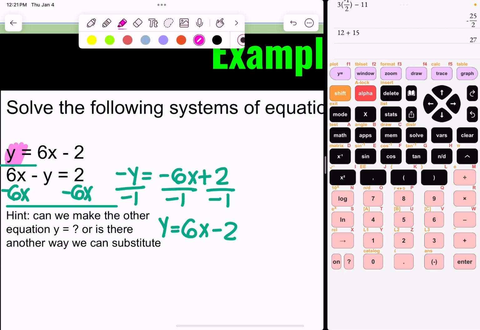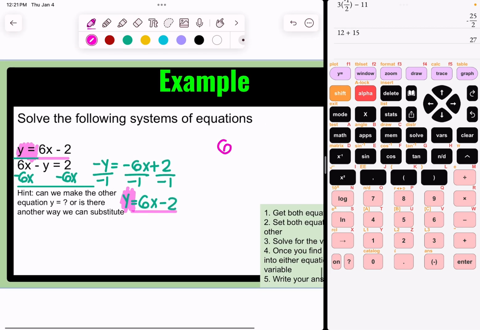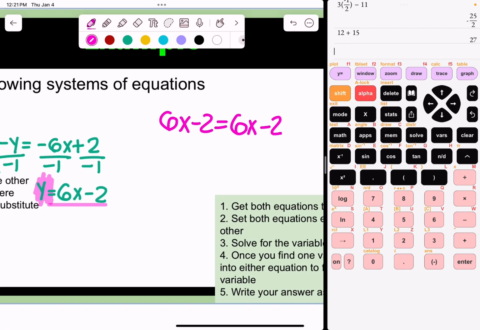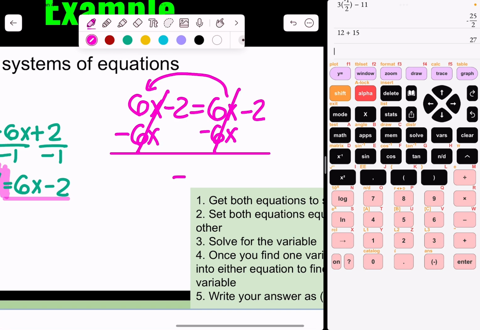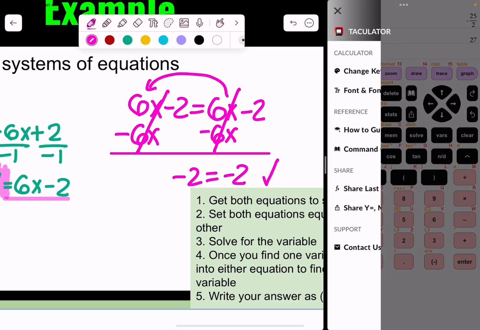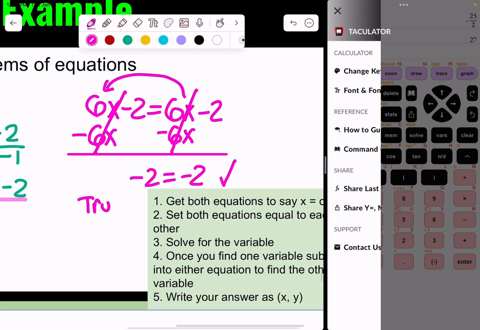So we got this equation to say y equals this, and we got this equation to say y equals this. All right, let's set them both equal to each other. 6x minus 2 equals 6x minus 2. Right off the bat, I see that they are the same exact thing. Let's look what happens here. If I bring this 6x over, I would subtract 6x from both sides. That gives me negative 2 equals negative 2, which is true. And when it's true, that means we have many solutions.